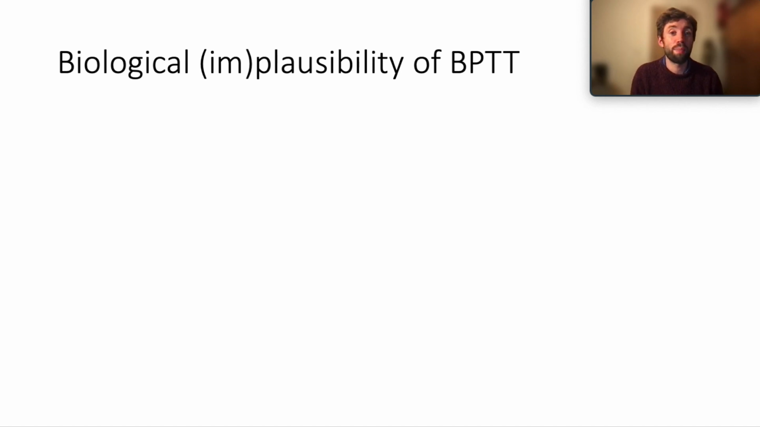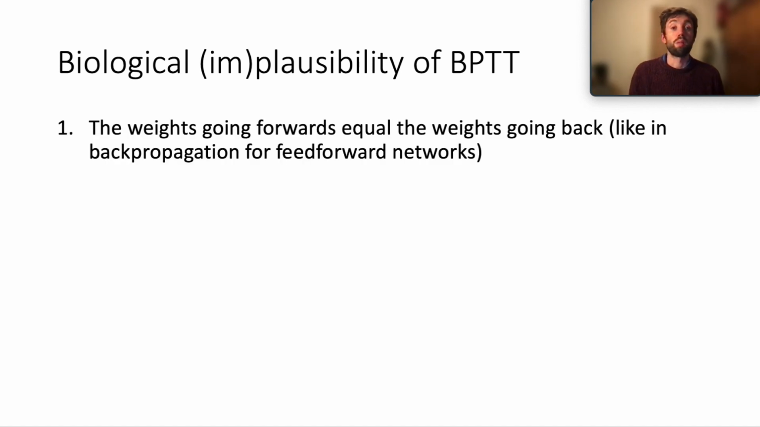We talked previously about the biological implausibility of the backpropagation algorithm when considering deep or feed-forward neural networks. And what about backpropagation through time? Similarly to regular backpropagation in feed-forward neural networks, backpropagation through time requires a reusing of the same weights that are used to propagate activity forward in time in order to assign the credit or blame for error to particular activities and weights at previous time points.